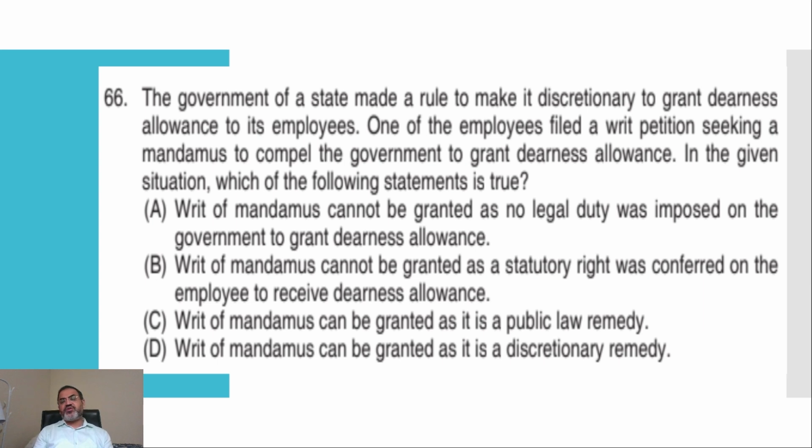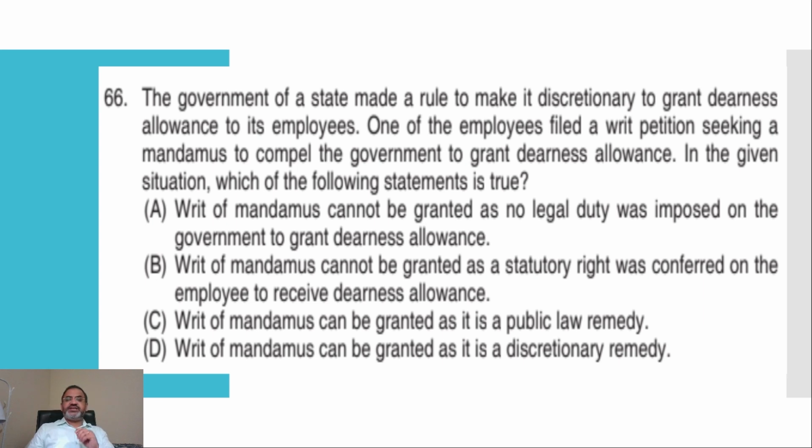Option A: Writ of mandamus cannot be granted as no legal duty was imposed on the government to grant dearness allowance. Option B: The writ of mandamus cannot be granted as the statutory right was conferred on the employee to receive dearness allowance. Option C: Writ of mandamus can be granted as it is a public law remedy, and writ of mandamus can be granted as it is a discretionary remedy.